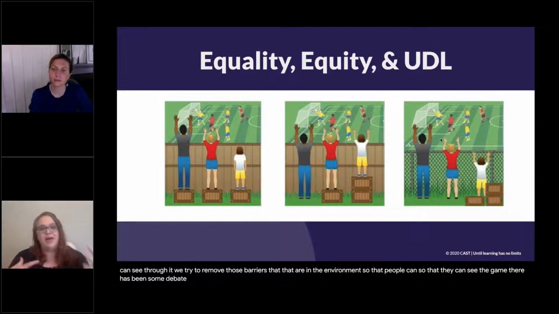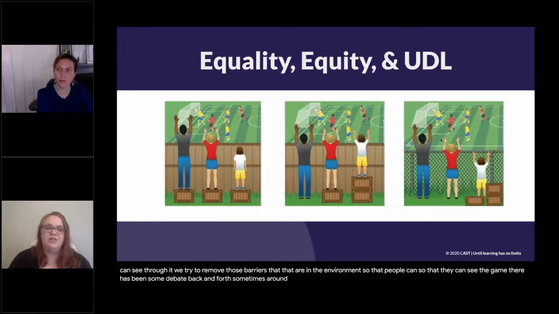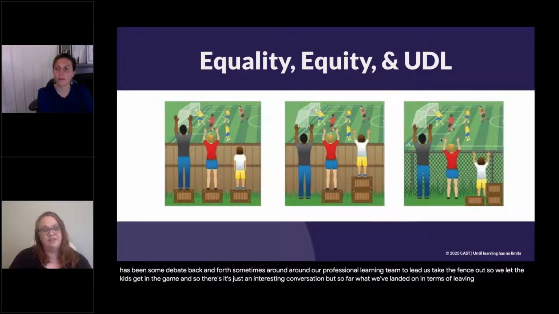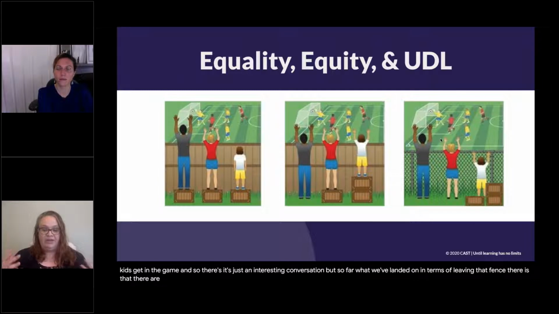There has been some debate back and forth sometimes around our professional learning team. Should we just take the fence out? Should we let the kids get in the game? It's just an interesting conversation. But so far what we've landed on in terms of leaving that fence there is that there are barriers in the world, and we can't take down every barrier, but we're going to do our best to remove the barriers to the goal of seeing the game.